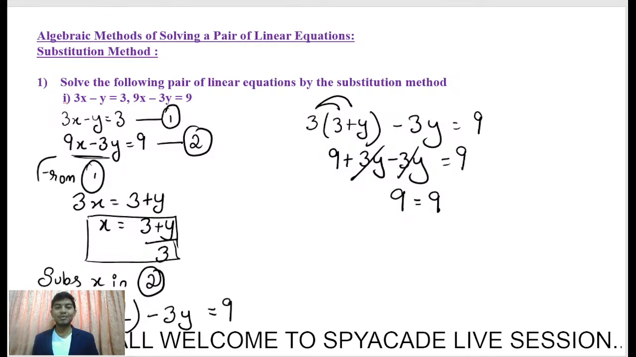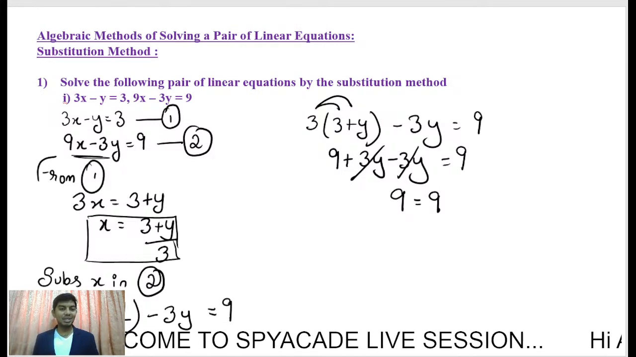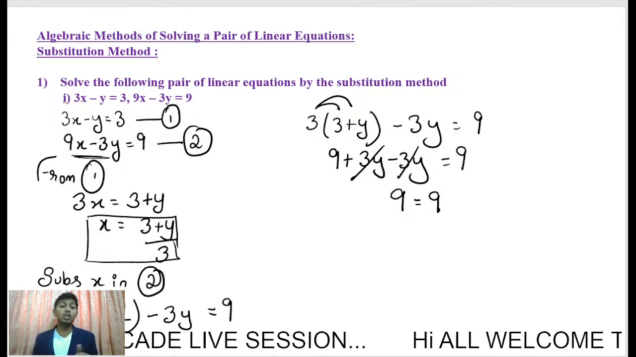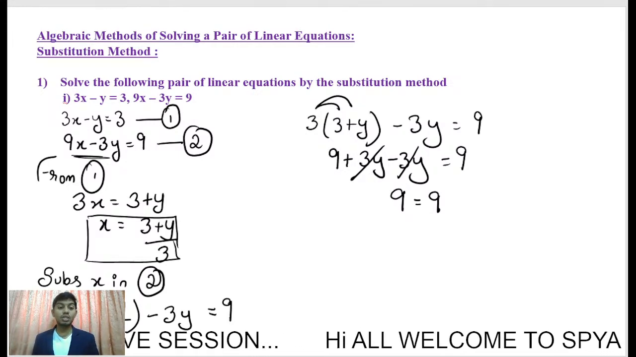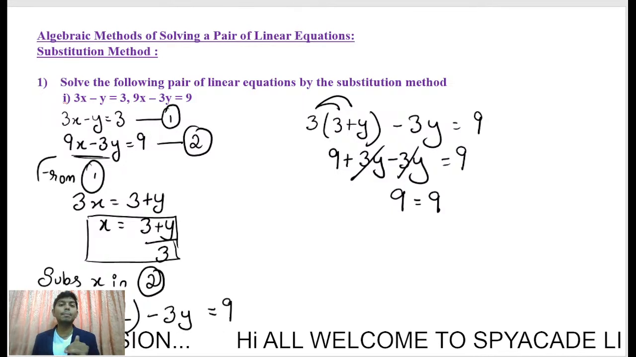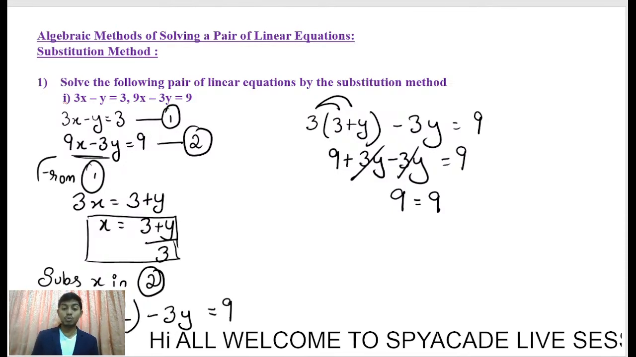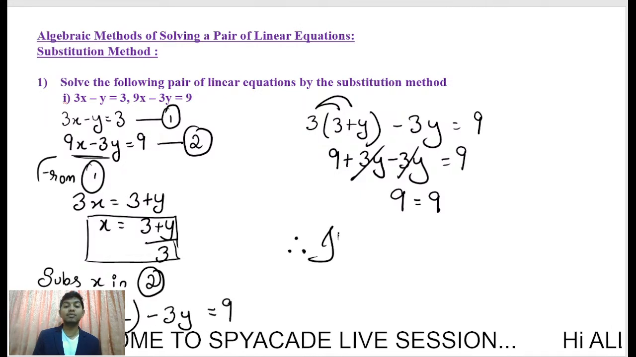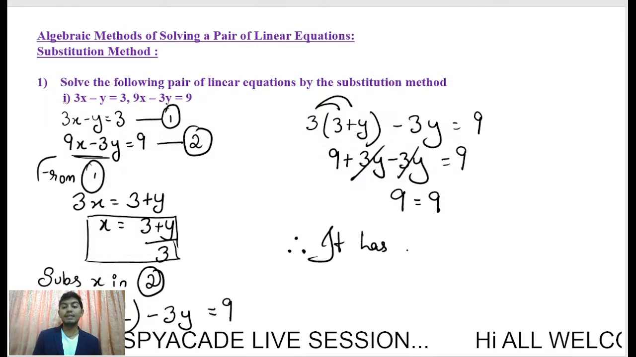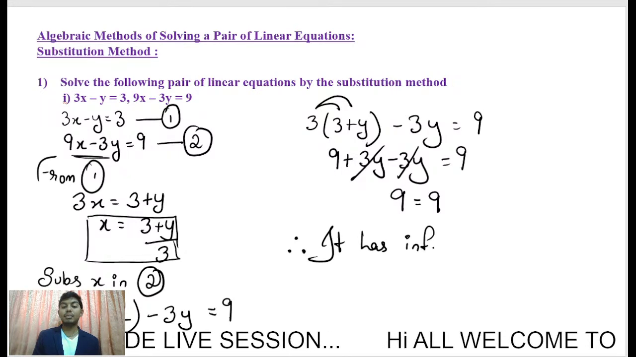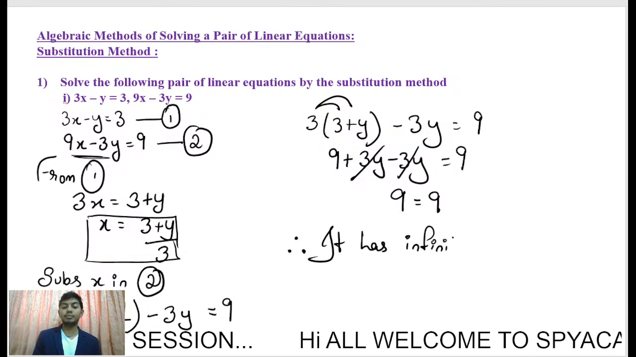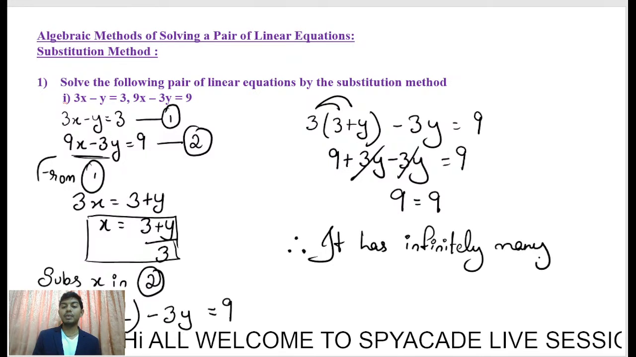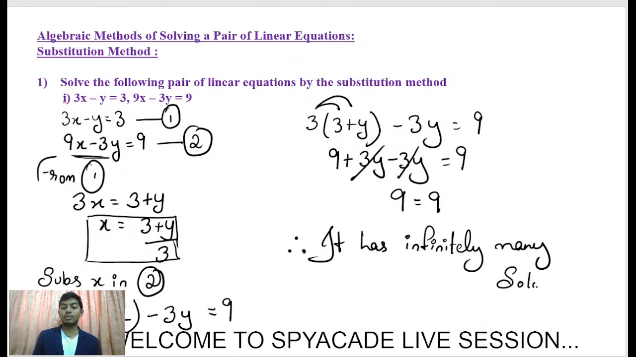What is this? We are not able to find the value in this question. We got 9 is equal to 9, which means for all such questions where you cannot find some particular value, you have infinitely many solutions. Therefore, it has infinitely many solutions.